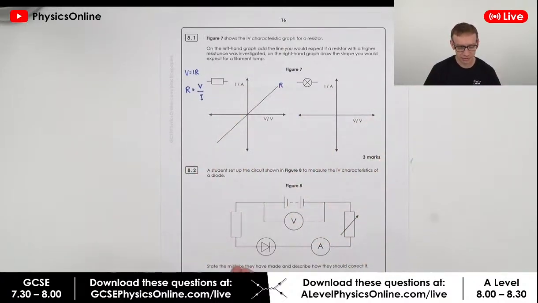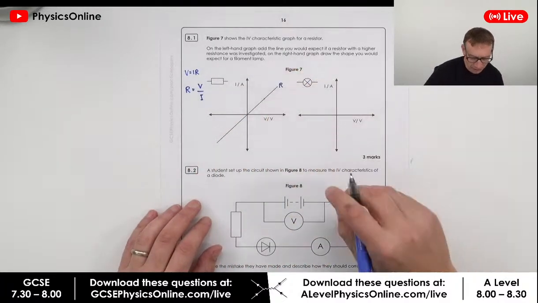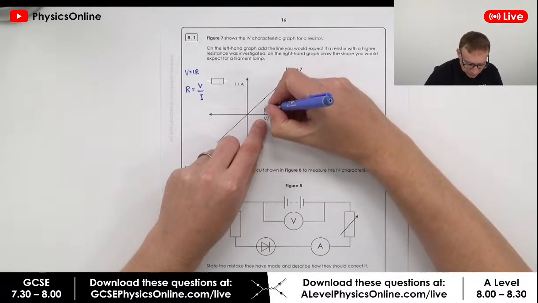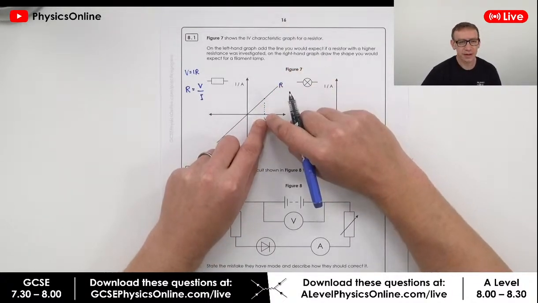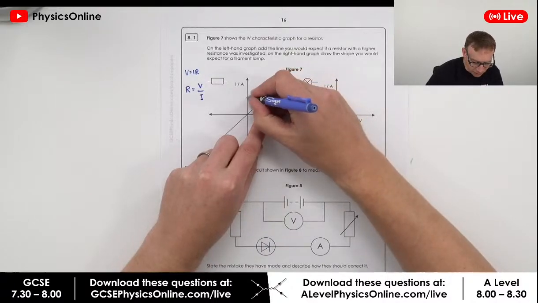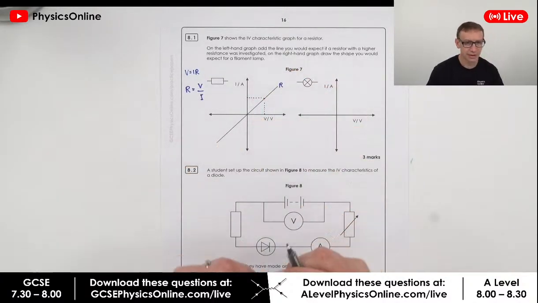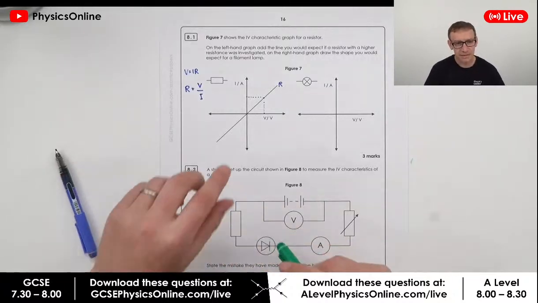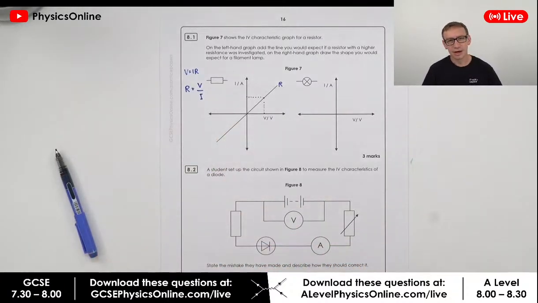Now let's just look at a point on the line. Let's look at this point over here. When you've got this potential difference, I'm just going to draw a line down to that. When you've got this value of potential difference, that causes this value of current to be flowing through that circuit.